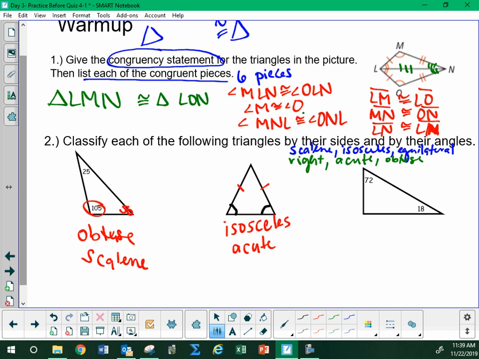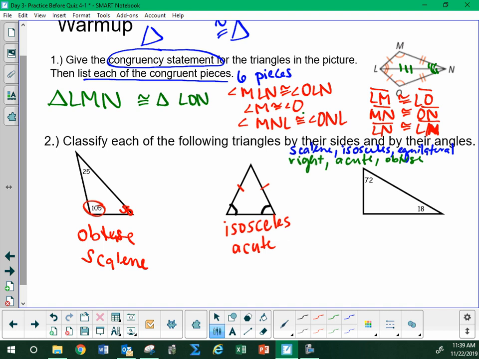We should have had some actual numbers today. Wait, though, why is it isosceles? So I know that these 2 angles are congruent, which means I'll have 2 sides congruent, but I don't know that the third one is the same. Equilateral, all 3 have to be the same.